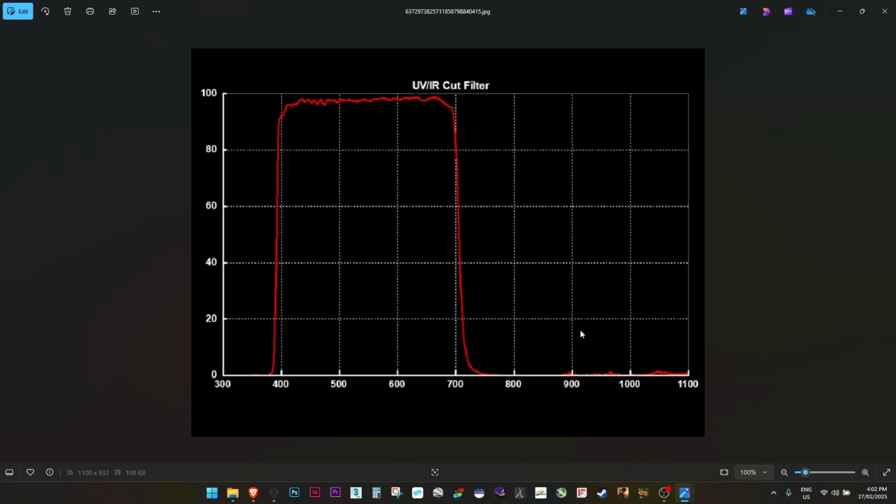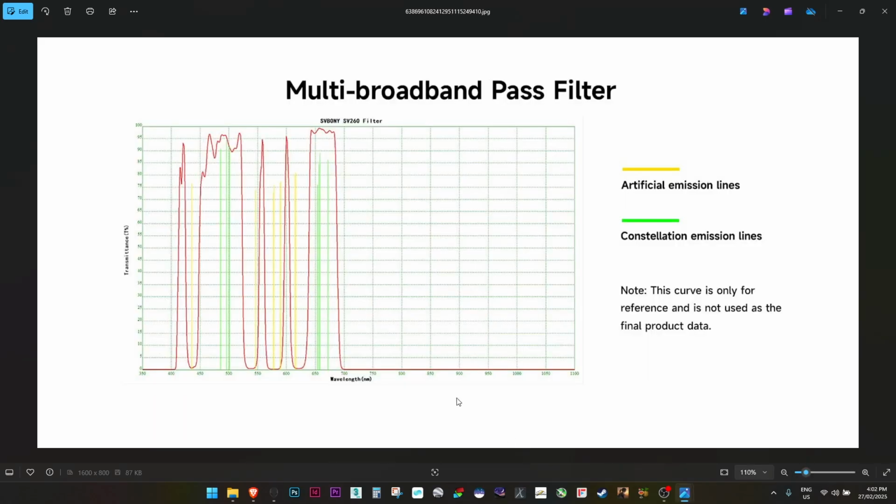So a better choice will be ordering something like the SV260 that allows for the emissions here of the galaxies that are coming from there, without allowing these yellow lights that are coming from the artificial light. This is the technical part. I hope by now you grasp the filters in a better way, how to choose them, what the available options in the market are, and what the bare minimum to buy from filters is.